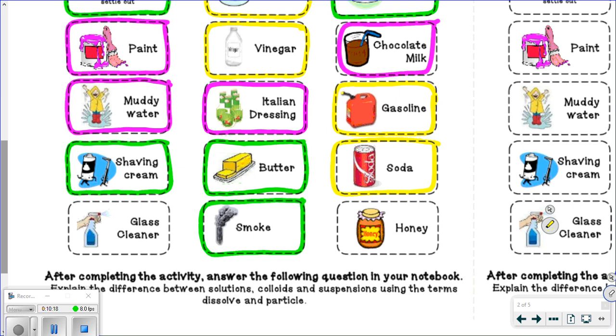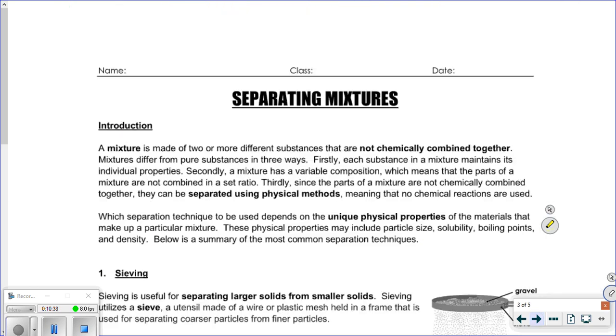Honey. Honey doesn't separate either, right? I don't think it does. So it's a solution. And last but not least, I don't know if you realize this, but glass cleaner is pretty much just water and ammonia. And they don't separate, because I know I've had my glass cleaner sitting out here for a couple years. It hasn't. So there's examples. Let's look at this next one.